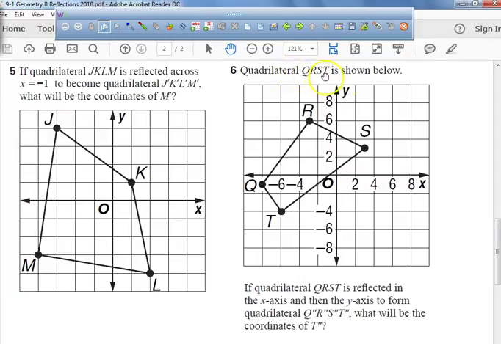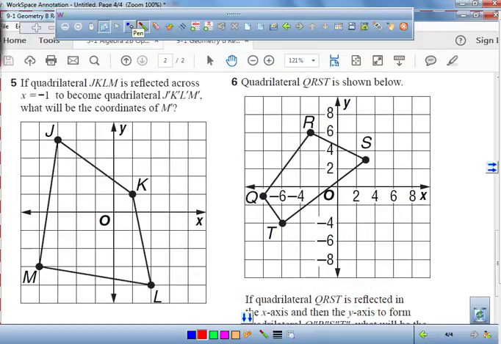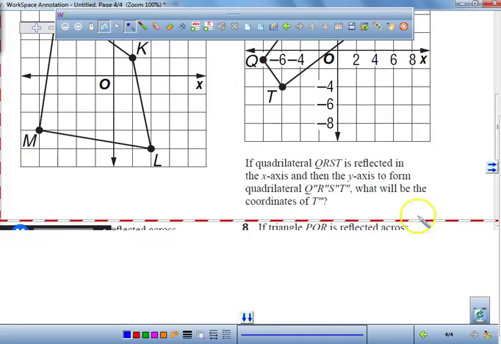Quadrilateral QRST is shown below. It says, if quadrilateral QRST is reflected in the x-axis, then the y-axis, so we have to do it in order. Order matters. What are we going across first? We're going across the x-axis. Then what are we doing? Then we're going across the y-axis.